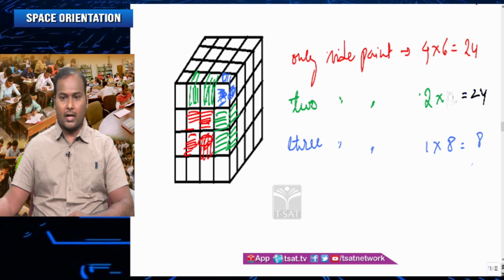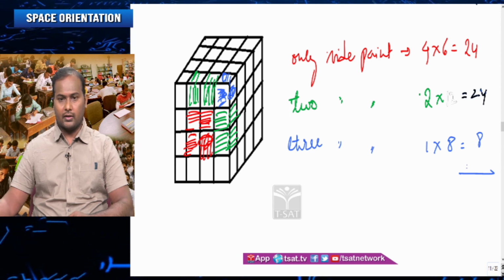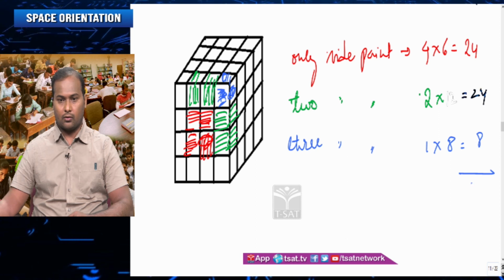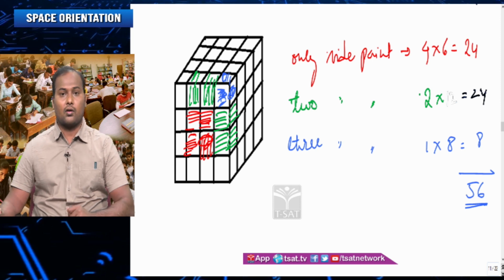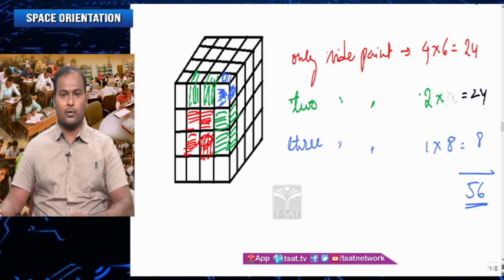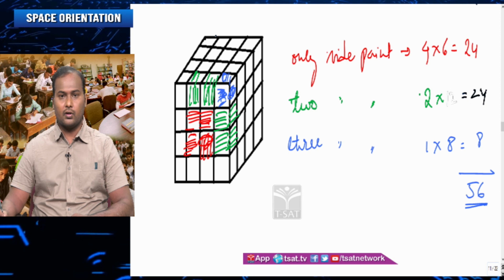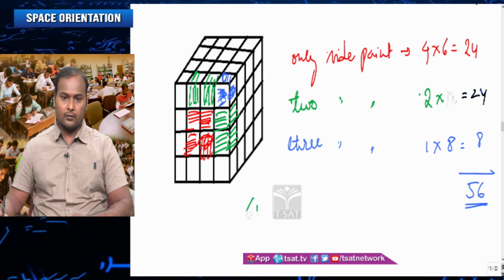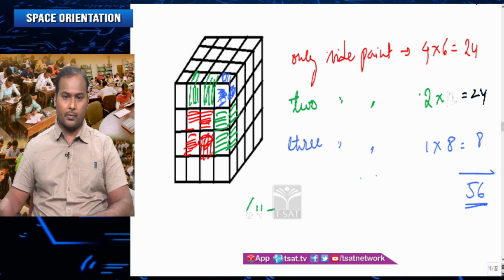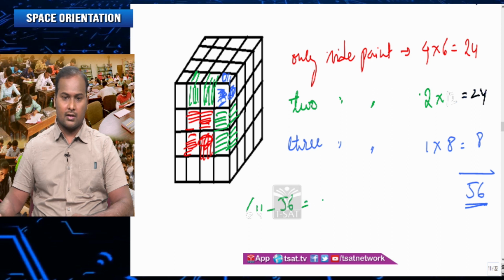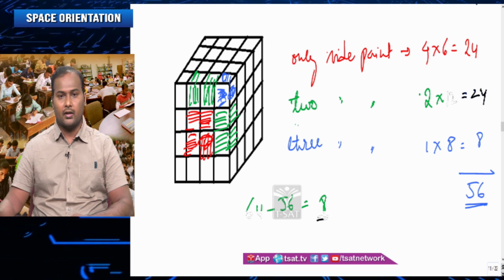Okay. So again you calculate it. One side, two side and three side. Total how many will you get? 24 plus 24 is 48. 48 plus 8, total 56 are there. If the question is, how many small cubes are not visible, or will not have any paint, then we know that the total number of small cubes is 4 into 4 into 4, that is 64. From this 64 you subtract 56. Your answer will be 8. These are not at all visible for us, or these are not painted at all.